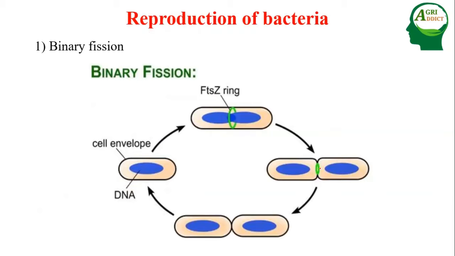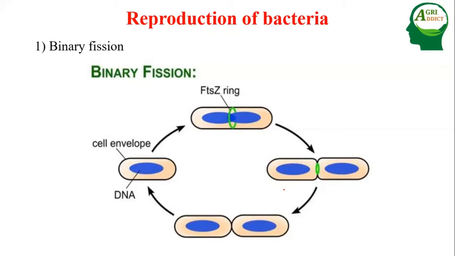Now, once after the septum formation, the bacterial chromosome will start dividing and it will move from the parental cell into the daughter cell. So here the new daughter cell will be formed. Binary fission occurs by septum formation, nuclear division and formation of a new daughter cell.